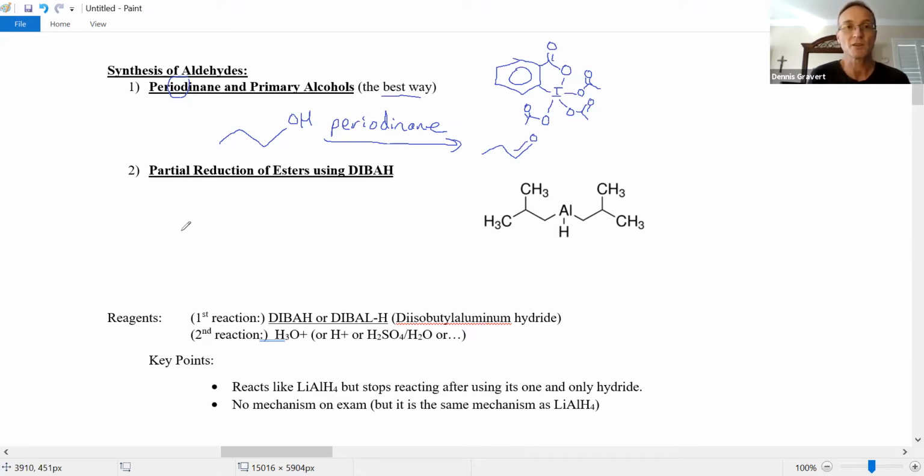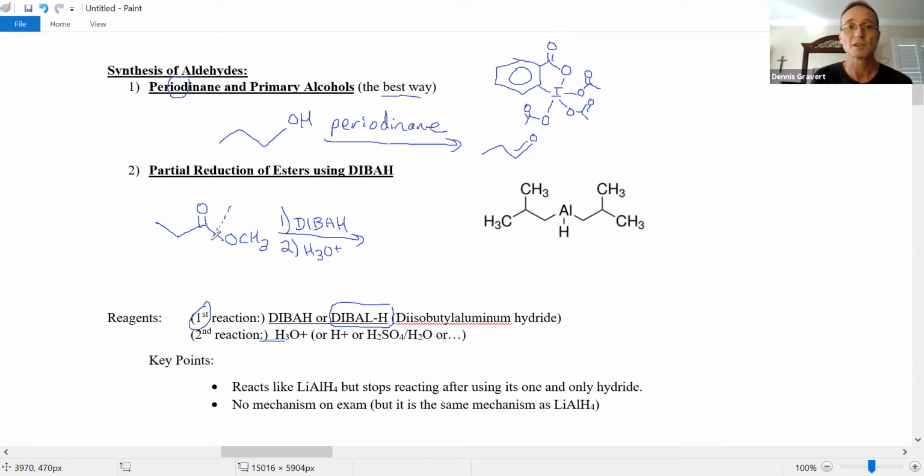It can be useful if you have an ester. Okay, there's this new reagent called DIBAH, or sometimes it's called DIBAL-H. It's used in 2 steps. Step 1, first reaction, add the reagent DIBAH, or if you want to spell it this way, DIBAL-H, you can. And then you always add hydronium.